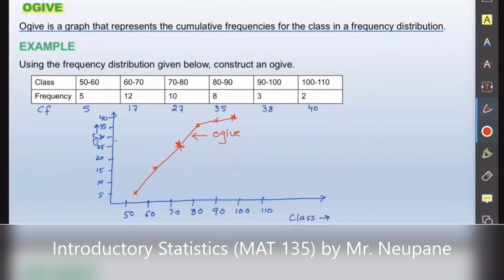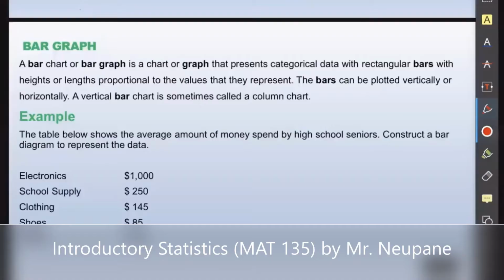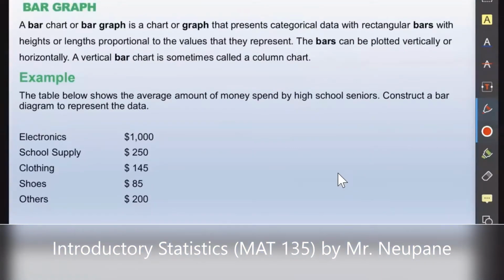Okay, we'll move forward. Next, we are going to work on the next type of graph. It is called the bar graph. First, we are going to look at the definition of the bar graph, and we are going to learn how to construct the bar graph.